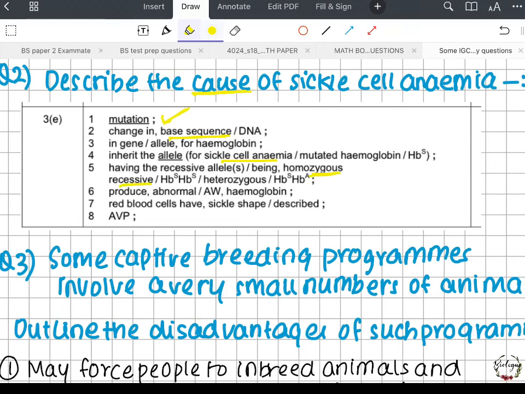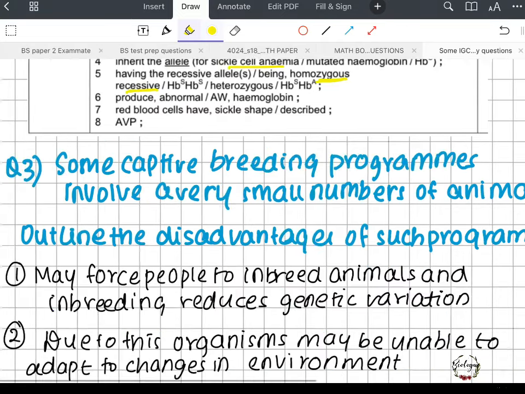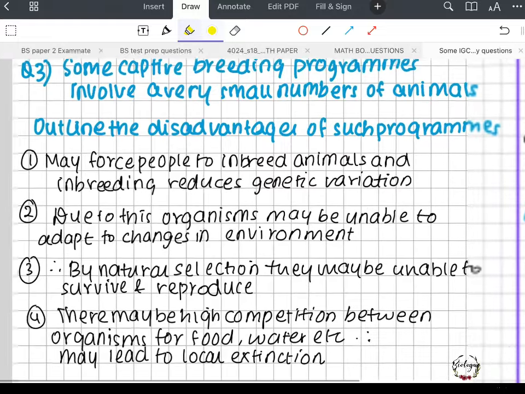Frame it like this. Start off by saying sickle cell anemia is caused because of a mutation, which is a change in the base sequence of DNA in the allele for hemoglobin. Full stop. This is because people inherit the allele for sickle cell anemia and have the recessive allele, or are homozygous recessive. Hence people who have sickle cell anemia produce abnormal hemoglobin and their red blood cells have sickle shape. So the oxygen carrying capacity is reduced. Alright, moving on to the next question.